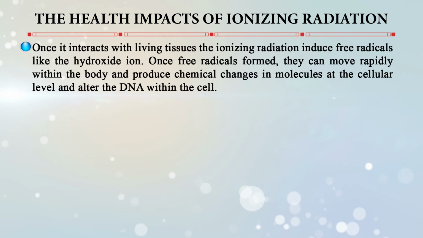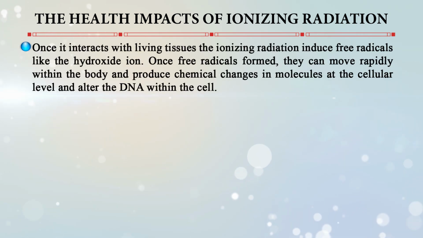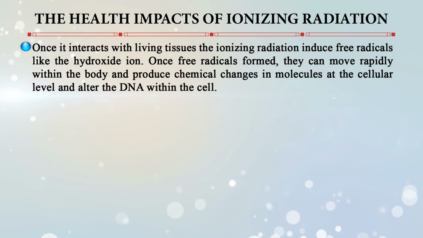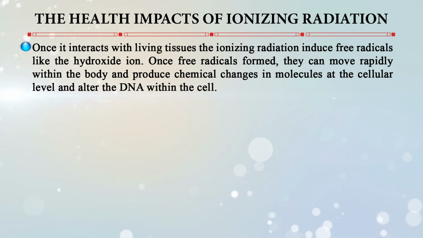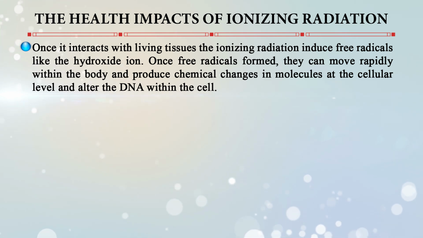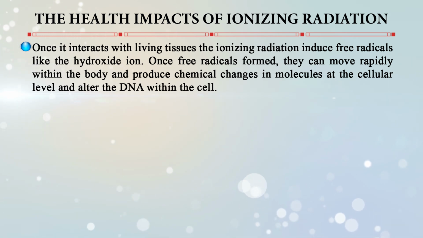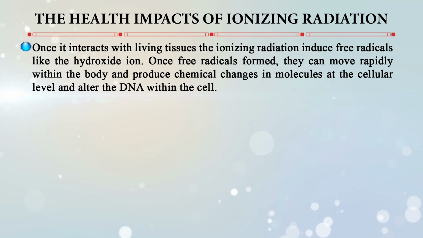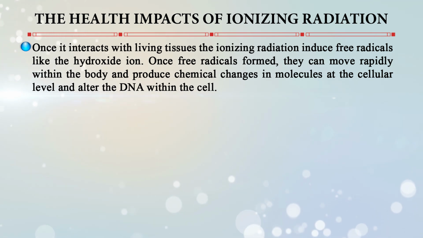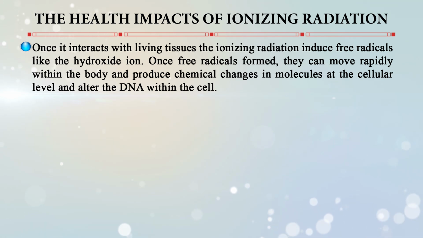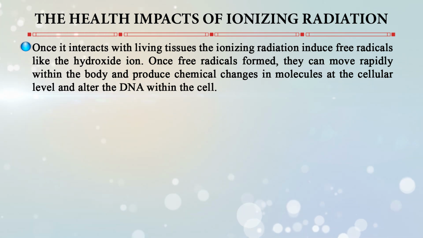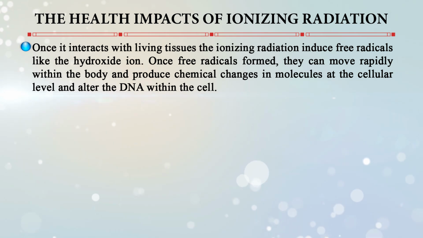once it interacts with living tissues. Ionizing radiation induces free radicals like hydroxide ions. A free radical has a single unpaired electron, so they are very active species. Once free radicals are formed, they can move rapidly within the body and produce chemical changes in molecules at the cellular level, and they also have the capacity to alter the DNA within the cell.